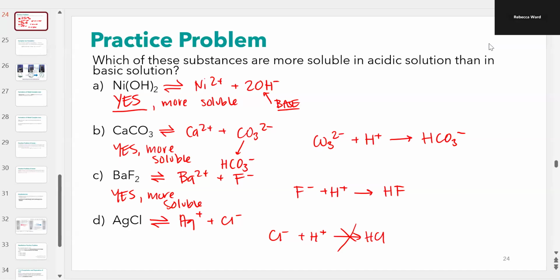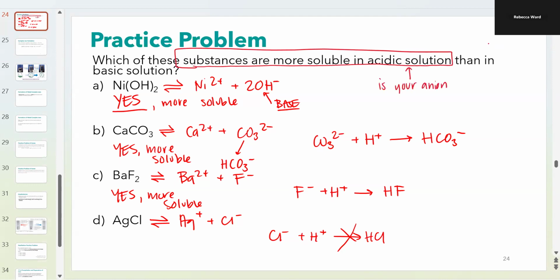All right, I'm just going to start a little bit farther back. So we did cover this in class today, but just so that I can go at a nice, easy pace, I just wanted to point out that in this question where we're asking, are these salts going to be more soluble in acidic solution? The underlying question is, is your anion a base of meaningful strength?